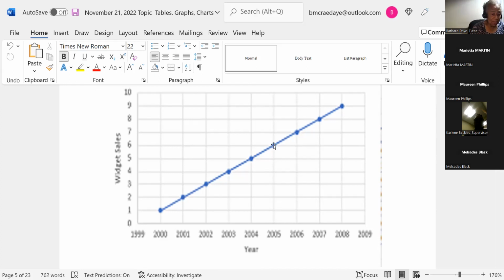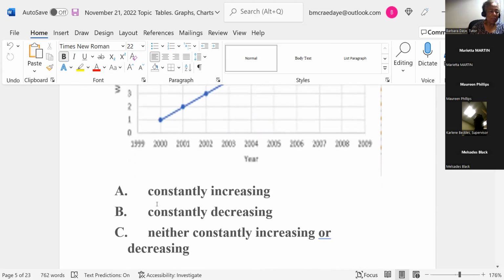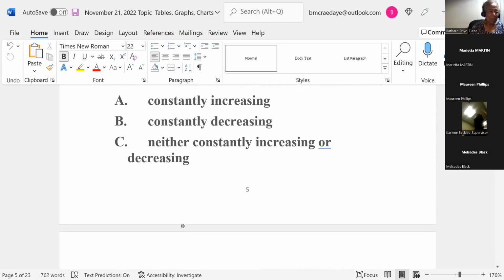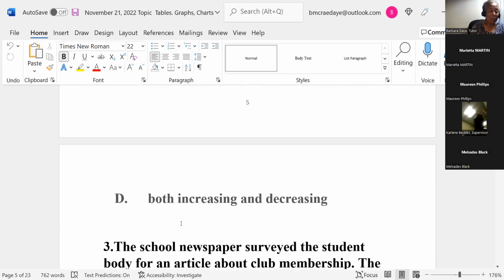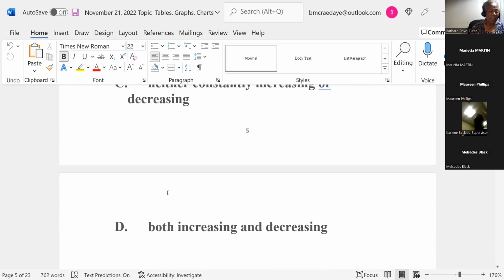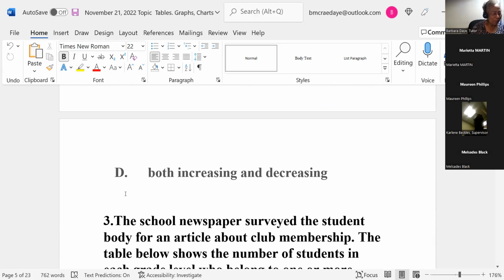You said a decrease. If it were a decrease, it would be sloping down. If it were a decrease, the line would slope down. If increase, it's going up. So your answer should be constantly increasing. That's right, A. That's what I have. Well, that's progress.